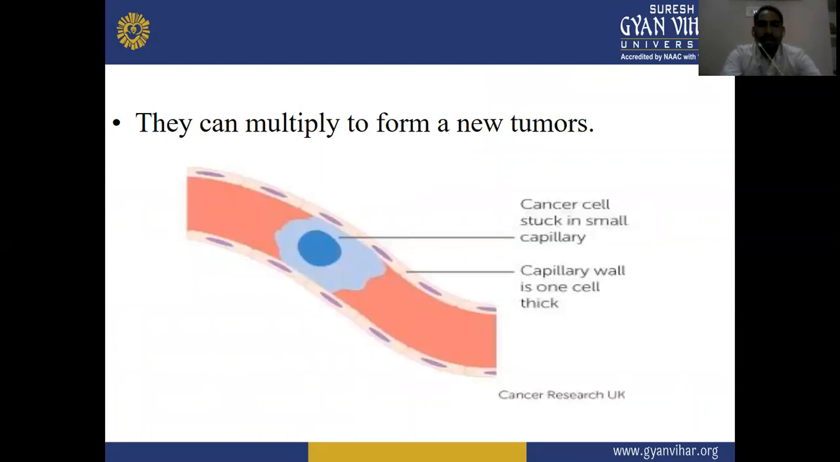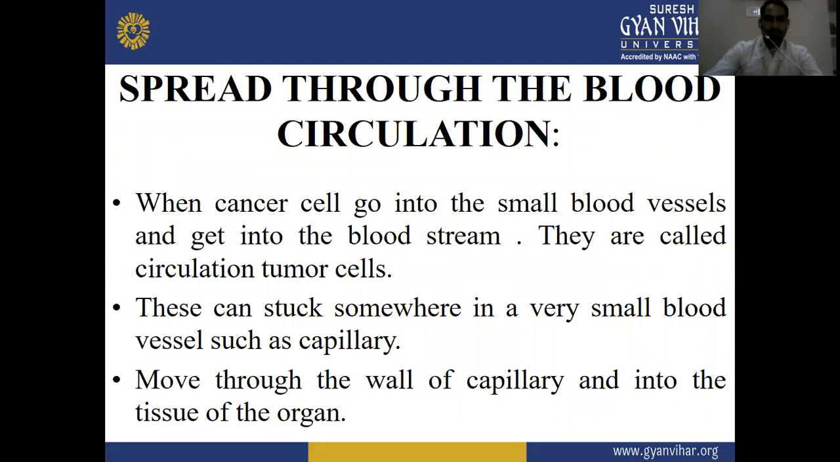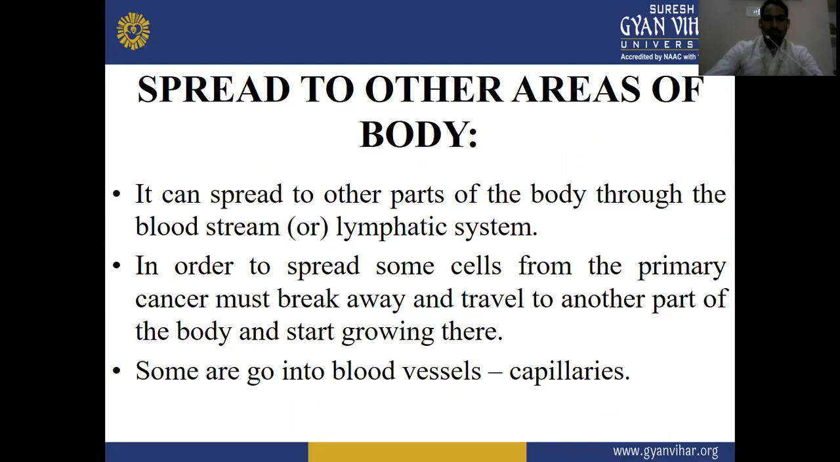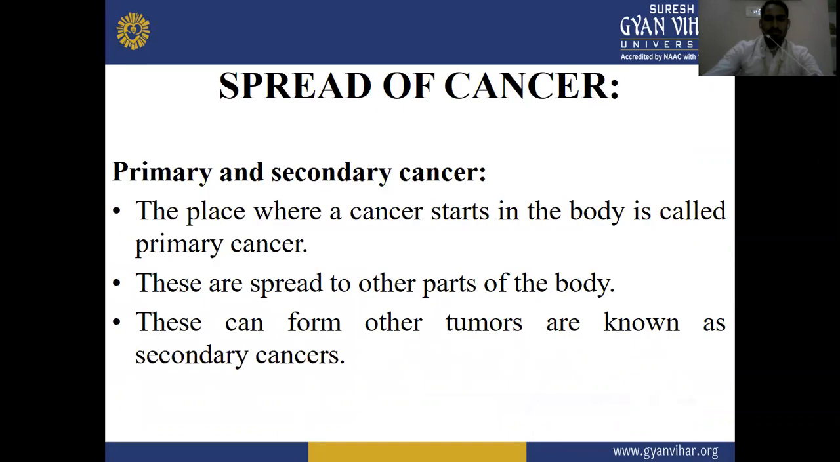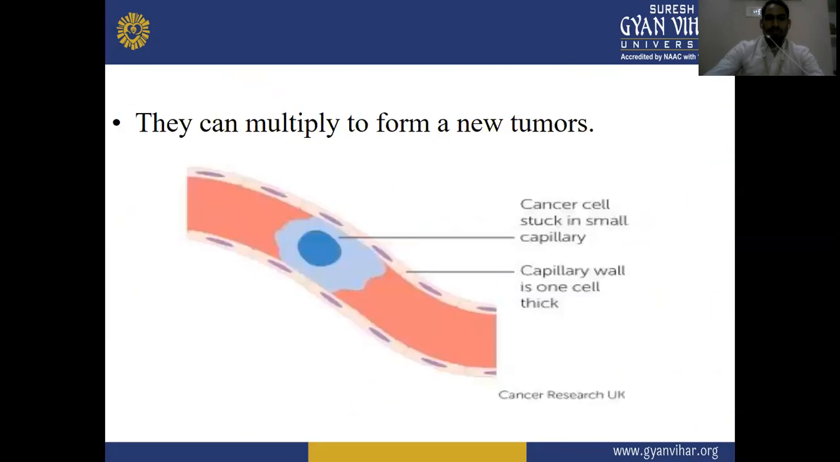They can multiply to form a new tumor. In this diagram, a cancer cell is stuck in a small capillary, and the capillary wall is one cell thick.